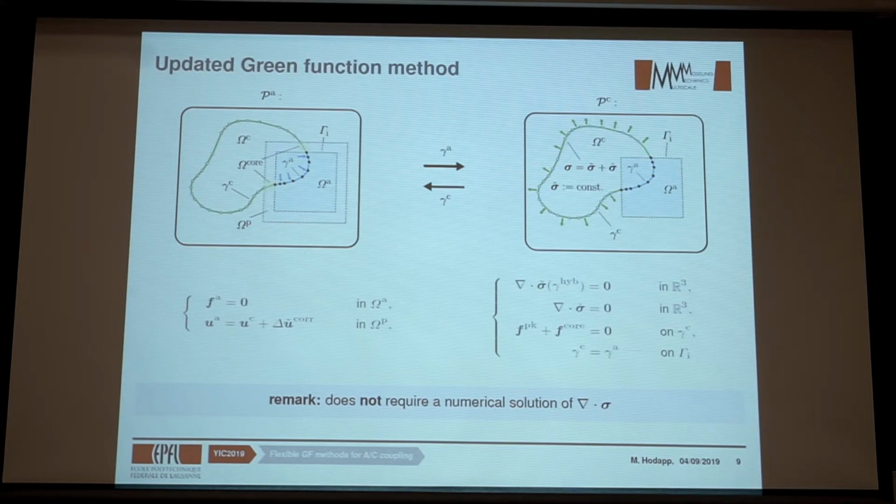So this method here is a specific scheme that is valid if you have only dislocations in your problem, and it's very efficient because it doesn't require a numerical solution of your continuum problem. Everything here is analytic. We just use the Green's function of our dislocation network. So let's check if it works.